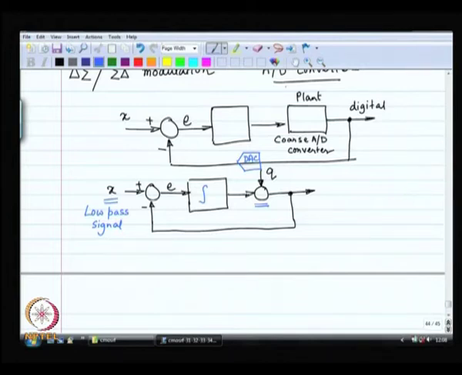In that case, if the average E is not equal to 0, then the voltage over here is going to build up, which means that it can't happen, right. The average error has got to be equal to 0. If the average error is equal to 0, that means that the average of the output is equal to X.